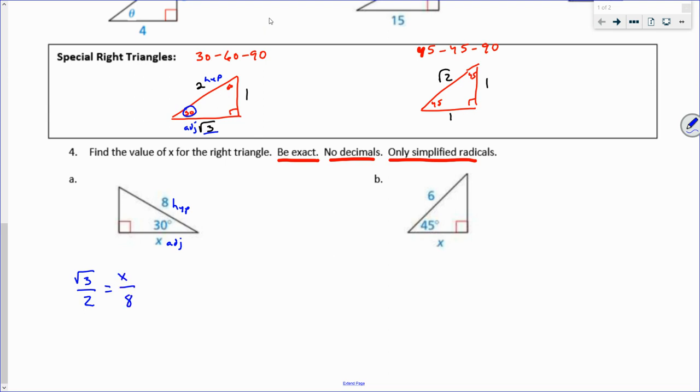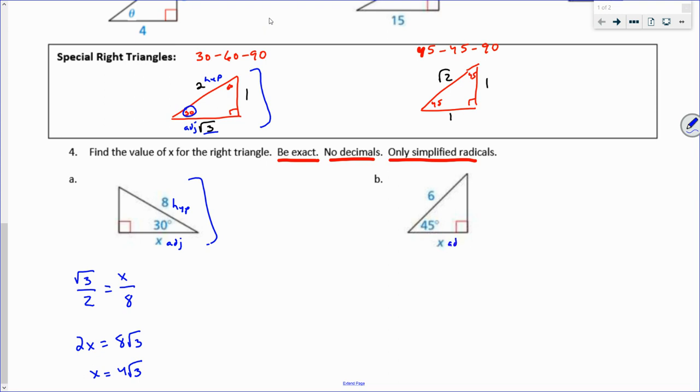And then we can do some cross multiplying and dividing. So we'd have 2x equals 8 root 3, right? And then we divide both sides by 2, and we get 4 root 3 is the answer we're looking for. So basically what we're going to do is compare similar triangles of 30, 60, 90 to original special triangles. Same thing for 45, 45, 90.